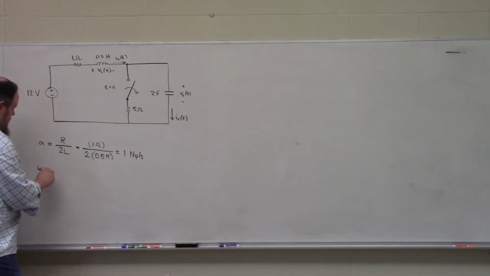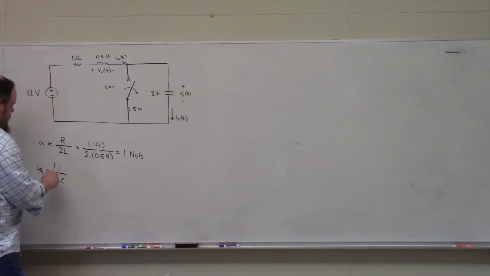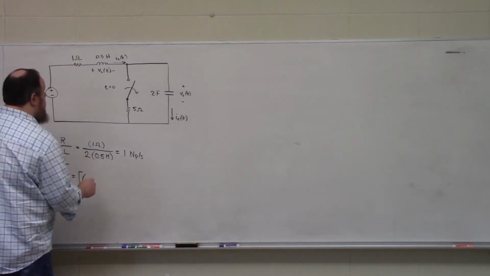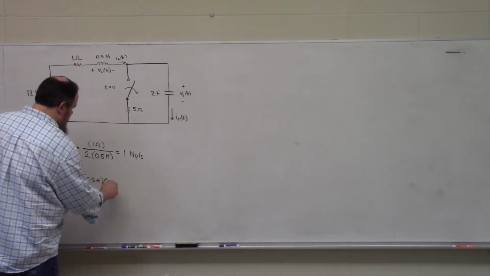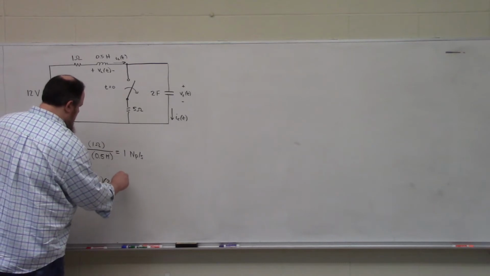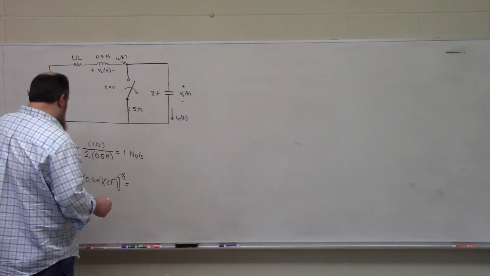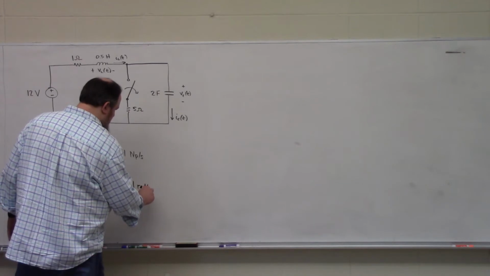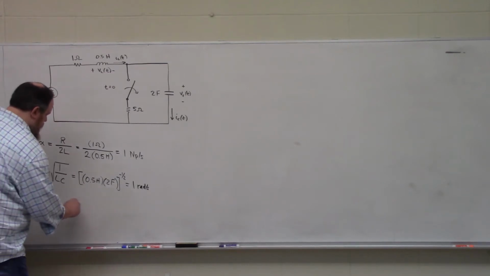Omega naught is 1 over the square root of LC, so we take the square root of the whole thing. L is 1/2 of a Henry, C is 2 farads, and then we take this whole quantity to the negative 1/2 power. So that's going to be the square root of 1 over 1, which is 1 radian per second, which means that our circuit is critically damped since alpha is equal to omega naught.